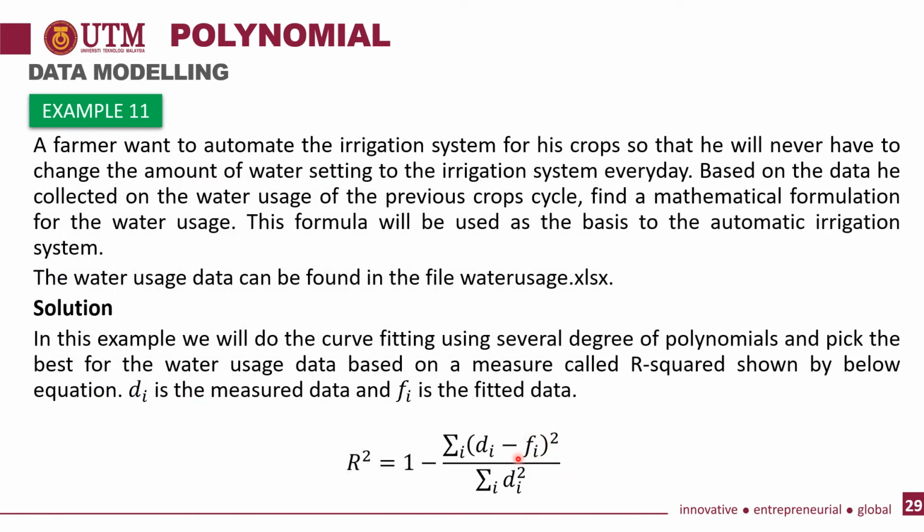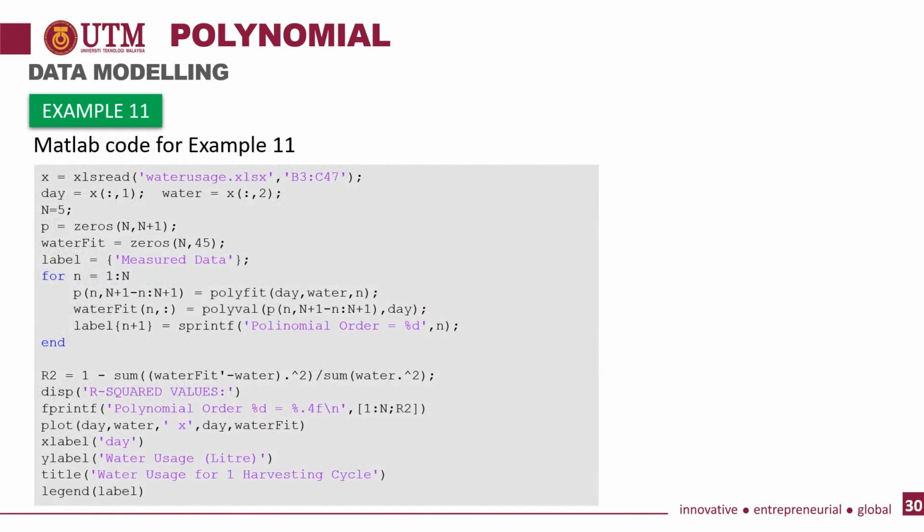The fitted data. All right. So, the MATLAB code for this example. For the first part, we want to read the Excel file and extract the data. So n equals 5.